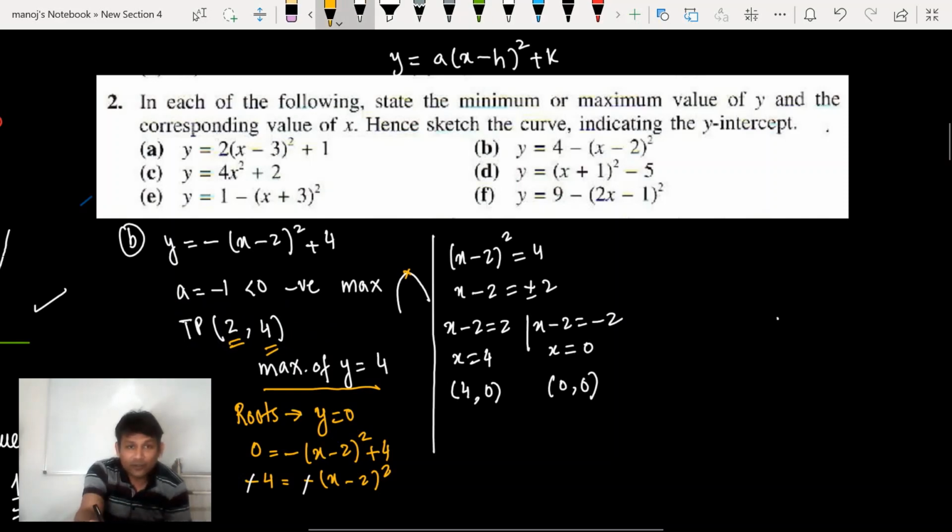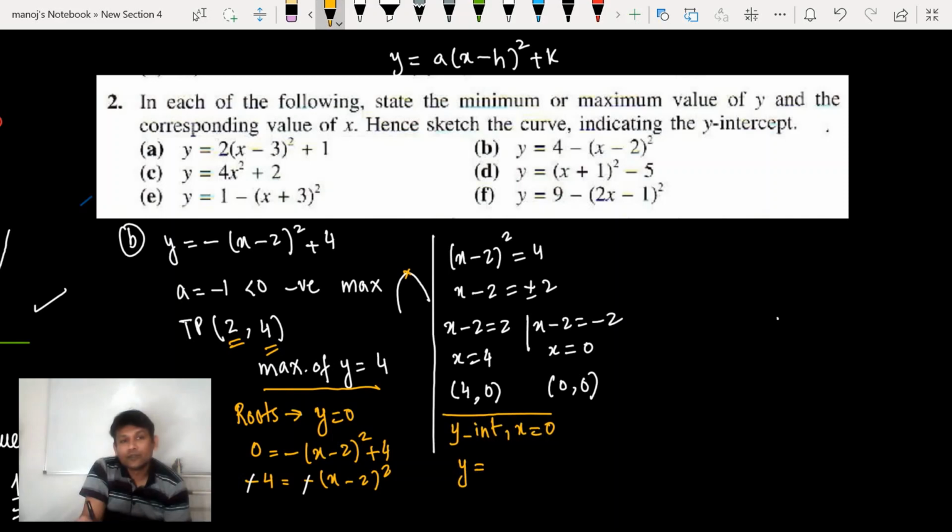Okay, before that we also need the y-intercept. For the y-intercept, x equals 0. x is 0 means y equals minus (0 minus 2) whole square plus 4, so y equals minus 2 square, minus 4 plus 4. So it means your y-intercept is also coming as (0, 0). This is also (0, 0).